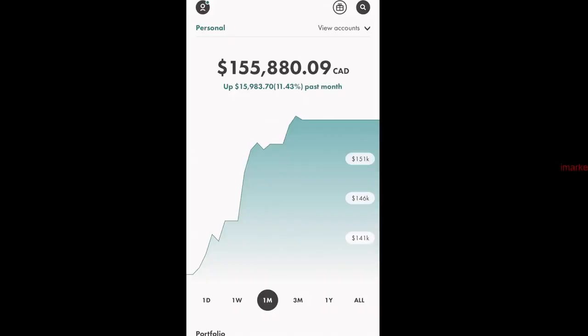Alright, so once you have created your brokerage account, what you can do is go to the App Store and see if there's an app for it. You can download it and then you can access it that way, just like how I do. And if there's no app, that's fine, you can just use Google. So basically here, what you see is my account, and the number you see, 155,000, is how much I have invested in the stock market.